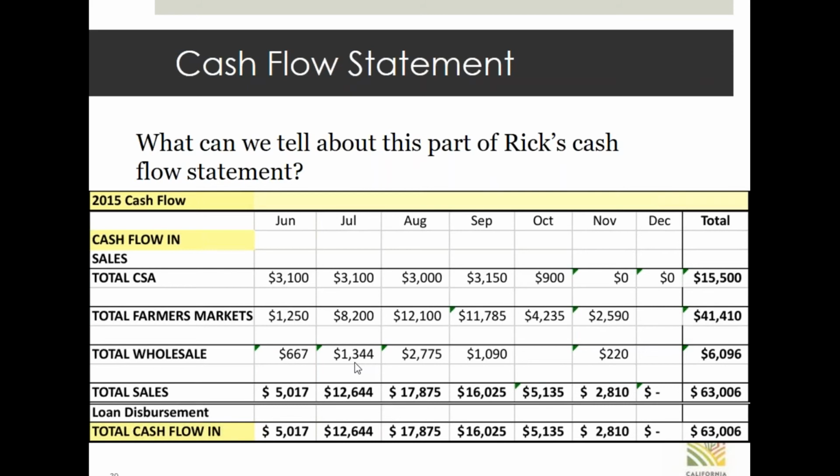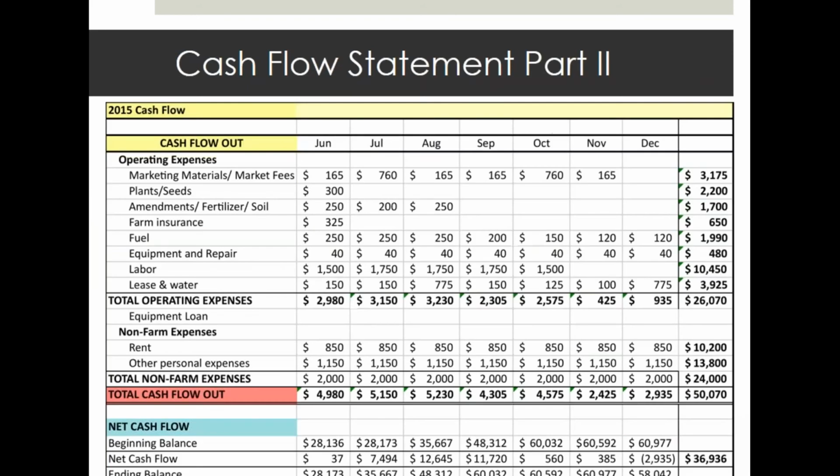We really encourage people when they look at a cash flow statement, especially if you're a sole proprietor, to build in any off-farm income and expenses. So you're looking at the whole health of your business and yourself within it. Next, we'll look at the tail end of the cash flow statement. We'll look at the cash flow out.